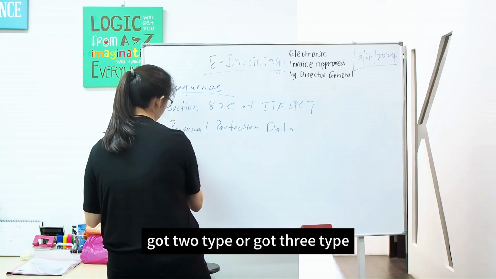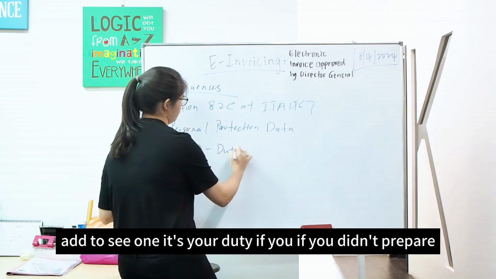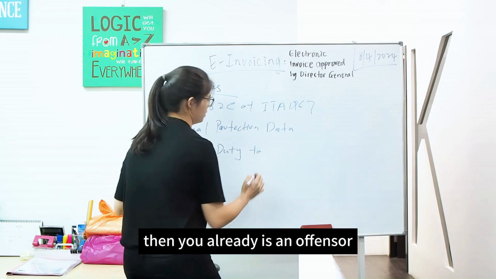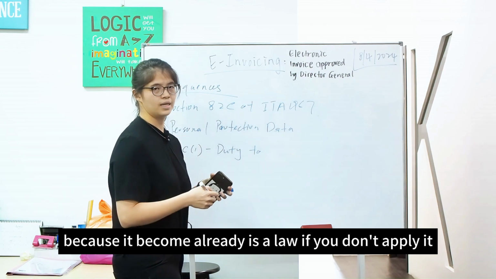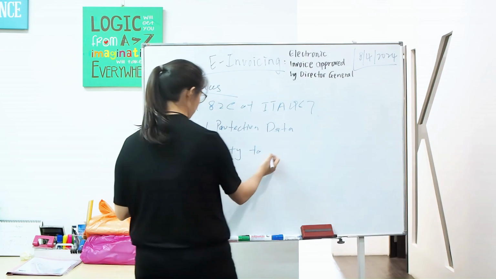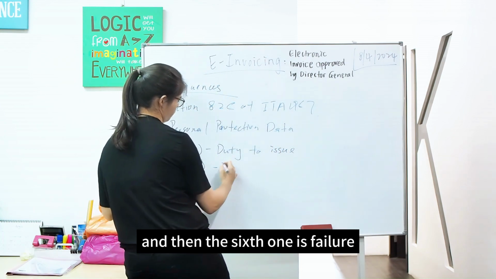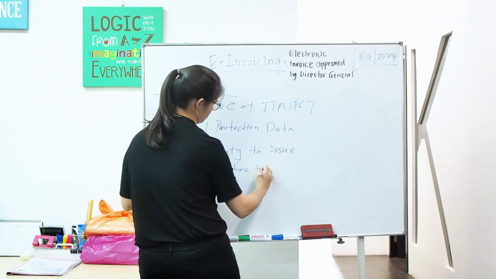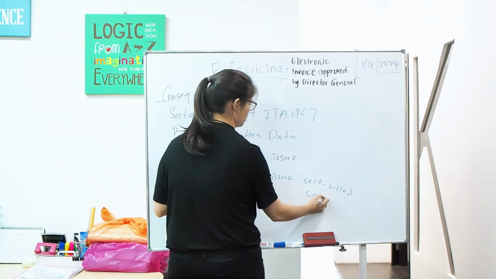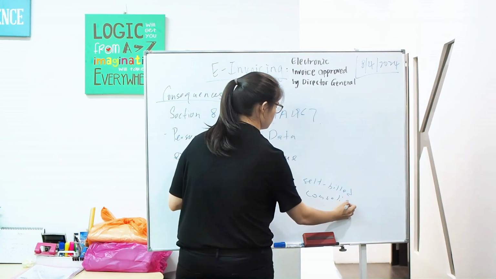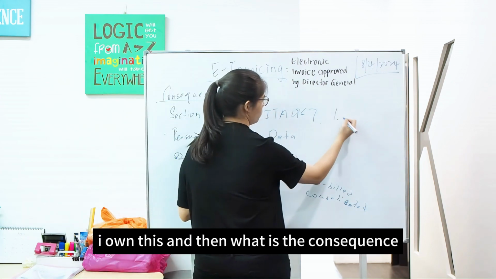There are three types. 82C1 is your duty. If you didn't prepare, then you already have an offense, because it has become an act already, it is a law. If you don't apply it, then it is an offense. And then the sixth one is failure to issue self-bill. 7 is consolidated. And then what is the consequence of this?